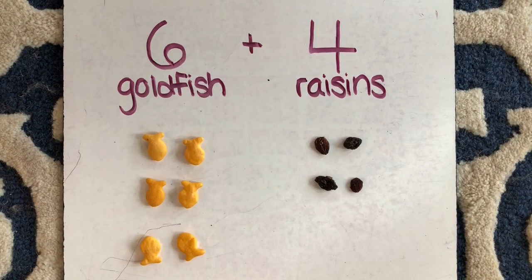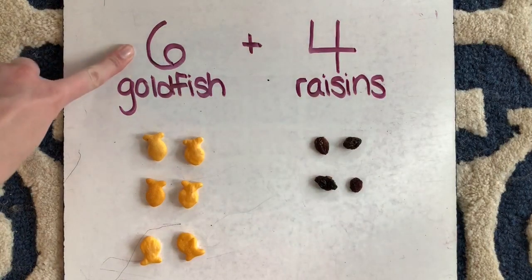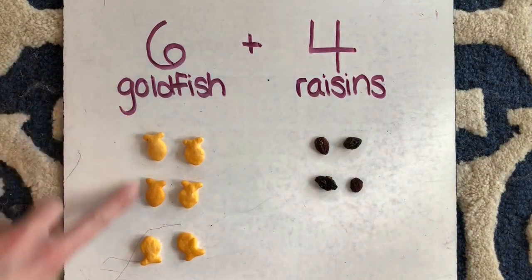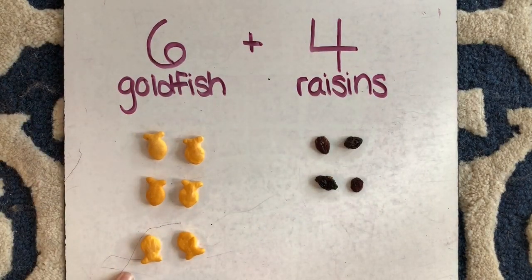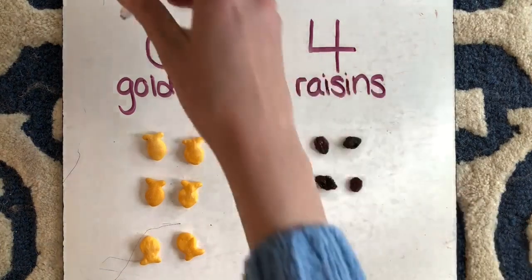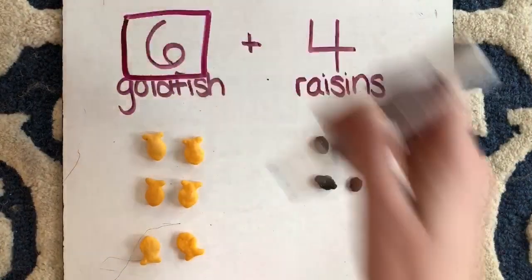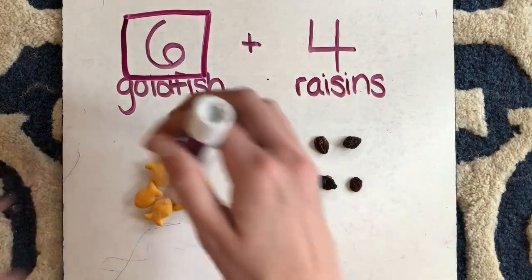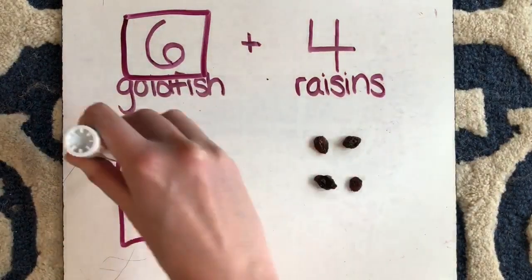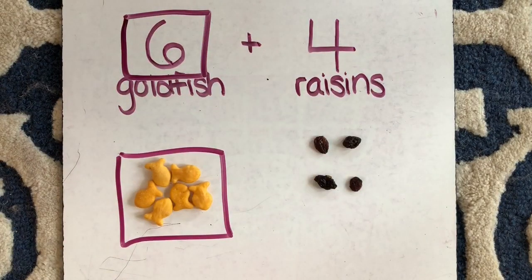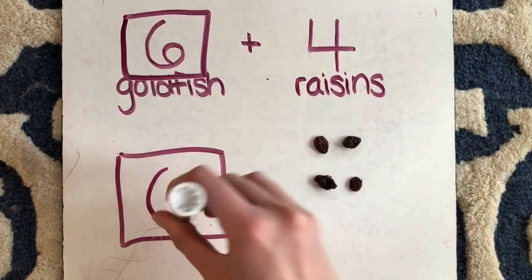In my equation, I see that 6 is the bigger number. So I don't really need to show that there are 6 goldfish there because I already know that. So I'm going to go ahead and draw a box around the number 6. And then I'm going to draw a box to put those 6 goldfish in. That's the same thing as just the number 6.